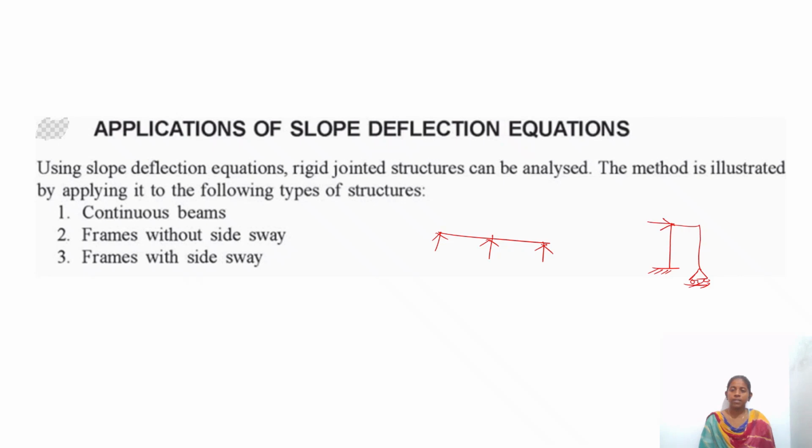When a horizontal load is acting from left to right, this frame is considered to be a frame with side sway. If there is no horizontal force, the frame is symmetrical with the given loading and also the support condition, then this frame is considered to be a frame without side sway. There are different loading positions and support conditions which make the frame sway.